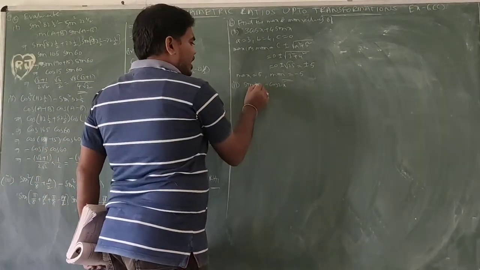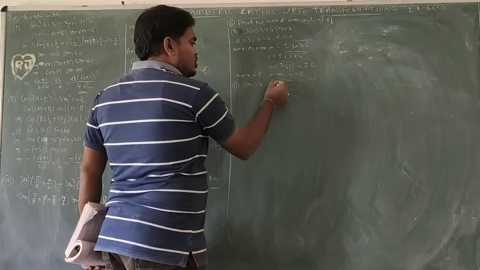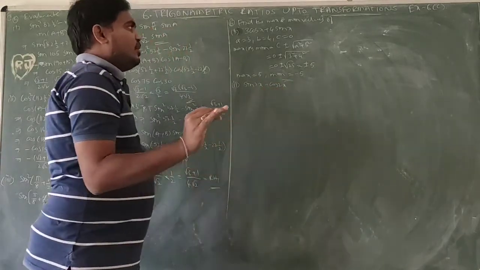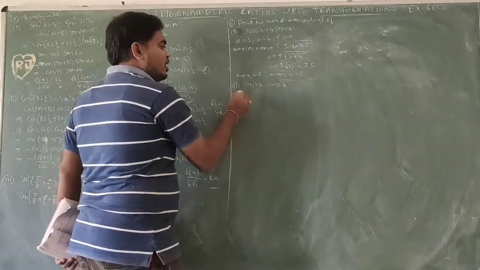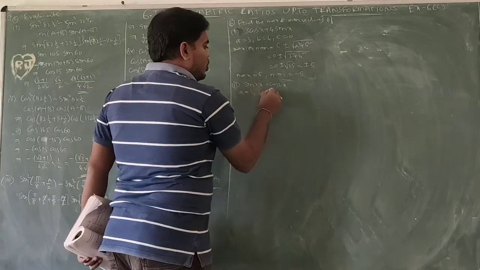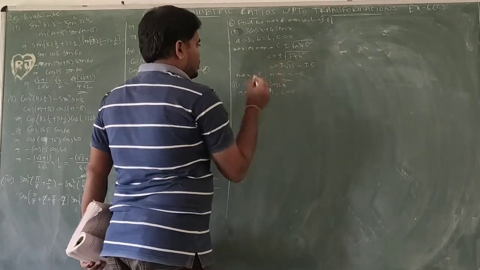So here it is 2, no problem. Whether these two angles are equal or not, that is the only matter. So these two are equal. So a equal to 1, b equal to minus 1, c equal to 0.